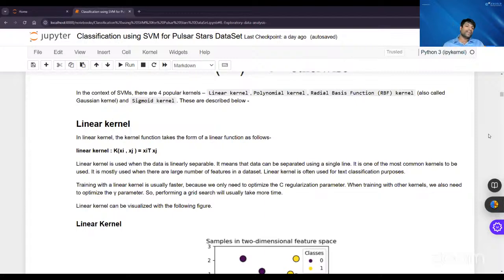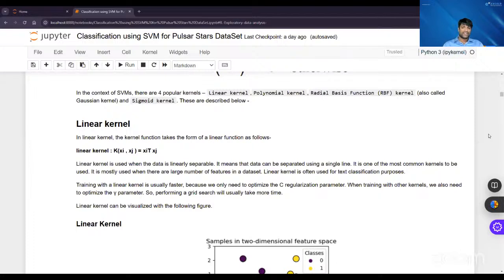And then after that, we have the sigmoid kernel. So these are the four kernel functions which are popularly used in the SVM. You can think of it like SVM is built upon these four kernels.